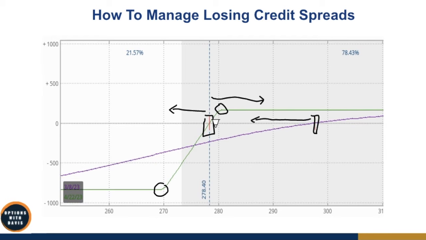So there are two lines for you to take a look at here right now. Let me just clear this drawing so you can see. There is this purple line, and then there is this green line, right? This purple line is your P&L for today. It will keep moving as the days go by until it eventually becomes this green line down here. This green line is your P&L at expiration.